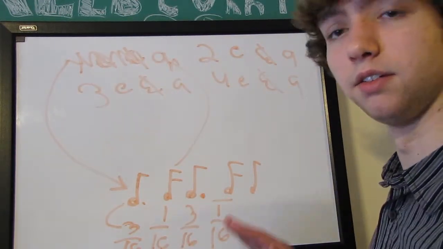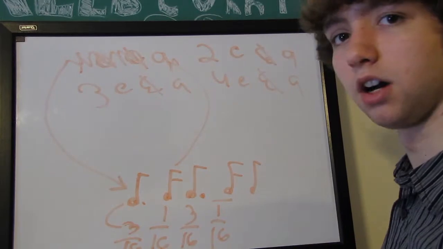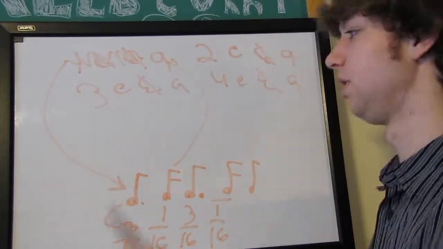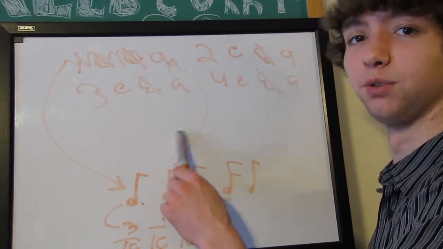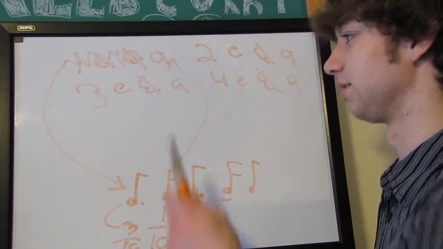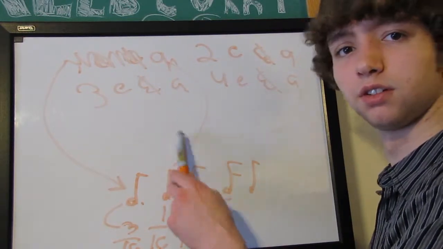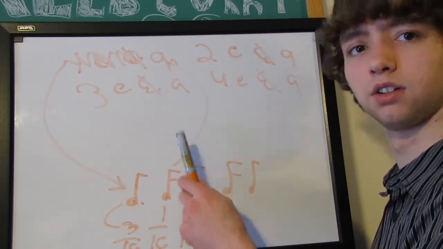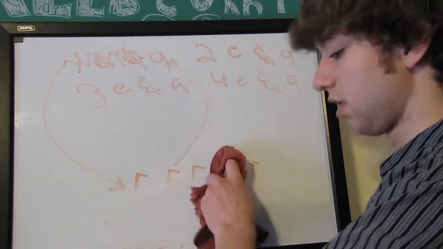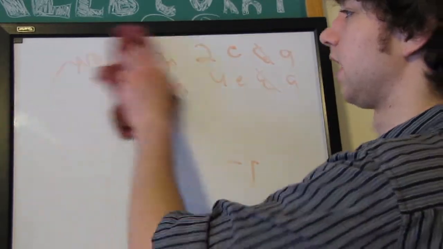1 E and a, 2 E and a, 3 E and a, 4. When you speed it up, 1 E and a, 2 E and a, 3 E and a, 4. It's hard to count and do both. I'm not very good at this. Hopefully that makes sense. It's a little awkward at first, but you get the hang of it really quickly.